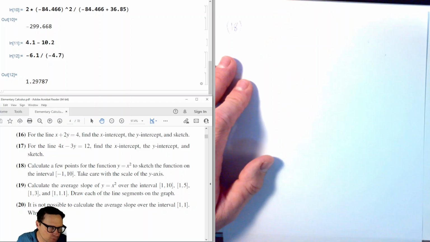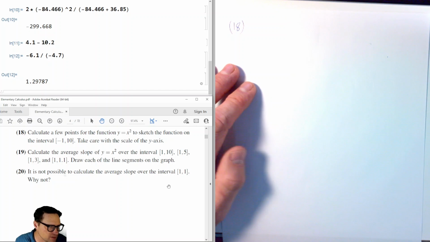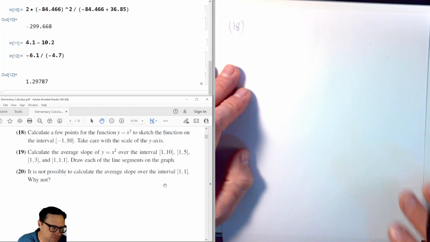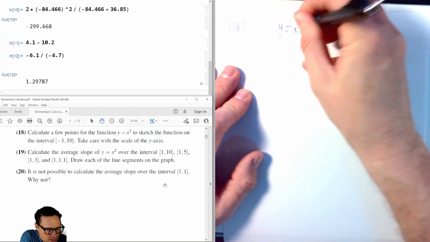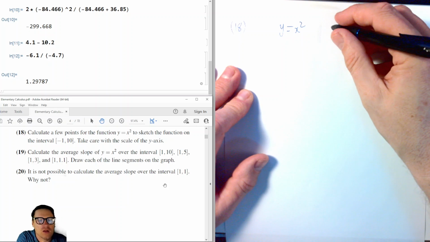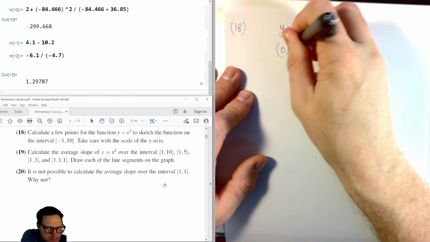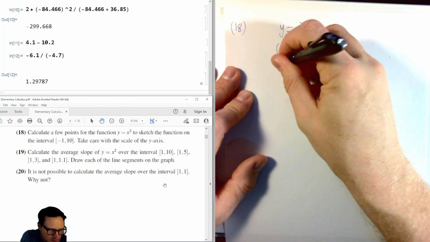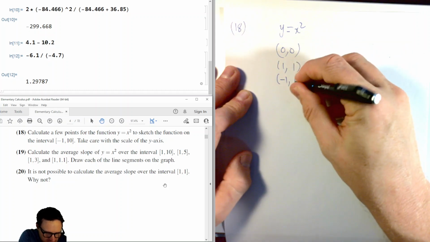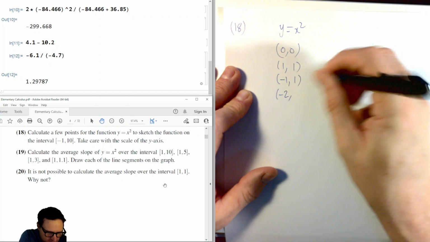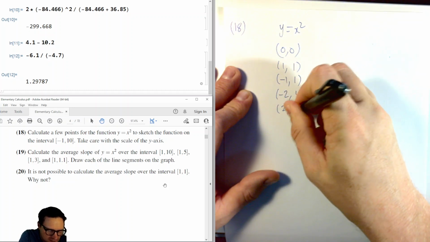Calculate a few points for the function y equals x squared and calculate and sketch the function on the interval minus 1 to 10. Okay, so y equals x squared, so a few points. Well, we've got the point 0, 0, and when x is 1, y is 1. When x is minus 1, we have minus 1 squared is 1. When x is minus 2, we have minus 2 squared is 4. When x is 2, we've got y is 4.